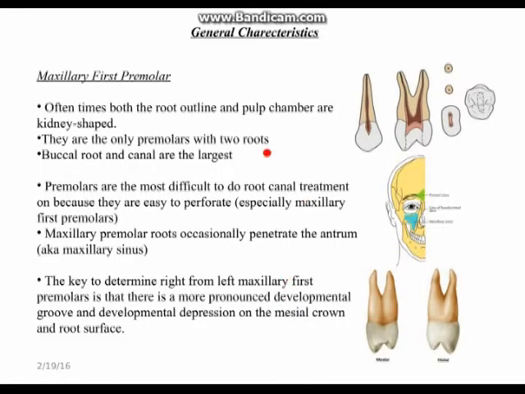Oftentimes, both canals and pulp chambers are kidney shaped. Okay, so it just does look like a kidney. They are the only premolars with 2 roots. There you go. That's a specific characteristic of the first premolar. Buccal root and canal are the largest. Usually, this is a rule of thumb. Take it from me.